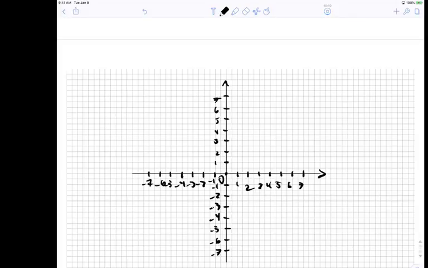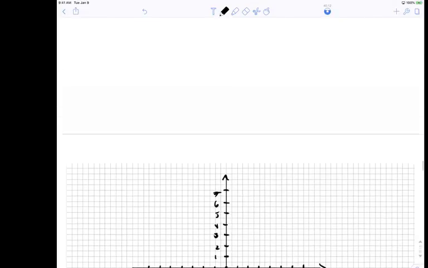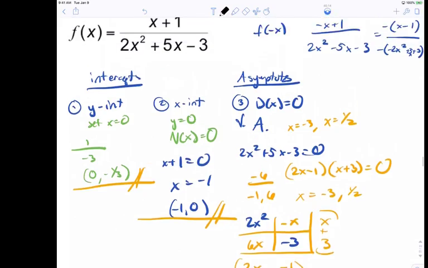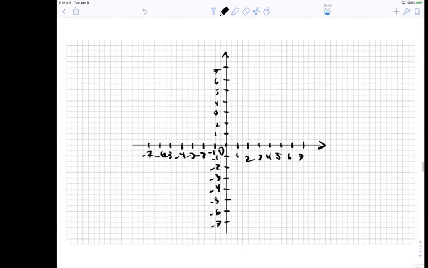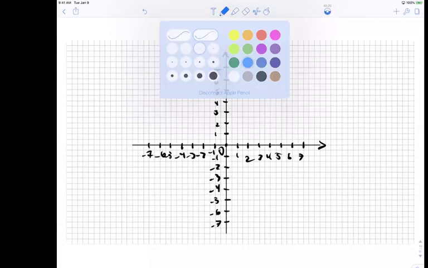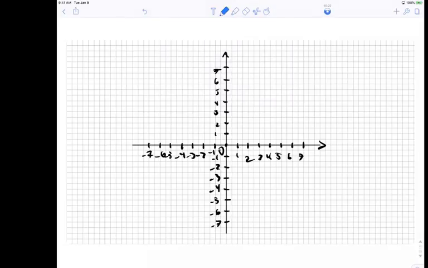All right, so then we have this. Now, let's go back to the first piece of information. We said the y-intercept was 0, -1/3. So we're going to plot when x is 0, y is -1/3. So we're just about right in here somewhere. This is our 0, -1/3. Okay, so that's the y-intercept.